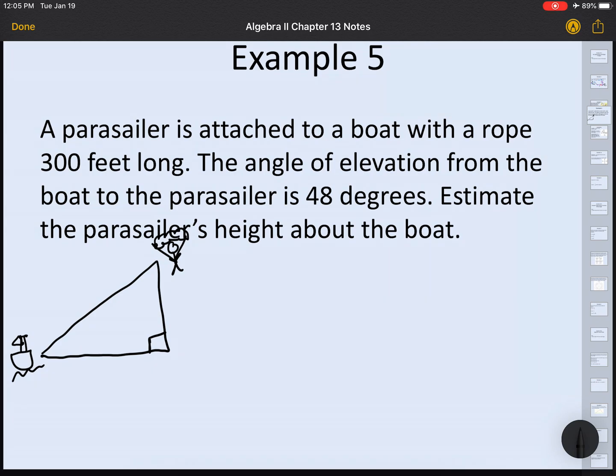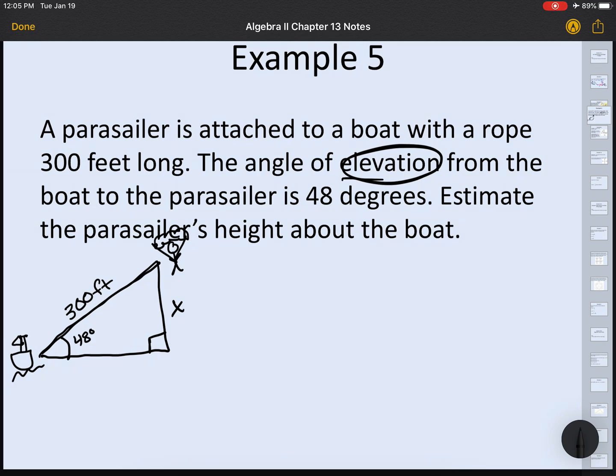Okay? And it says the rope that is attached to the boat and the parasailer, that's this side over here, that is 300 feet long. And then it says the angle of elevation from the boat to the parasailer is 48 degrees. And why I'm putting it here is because it's going up. That's what it means to elevate, okay? Look up. So we're looking up at the parasailer. And then it wants to know, well, estimate the parasailer's height above the boat. So we don't know this side or height there, okay?